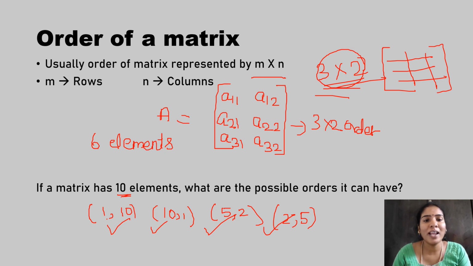For the 10 elements, I am saying it is 1 comma 10, 10 comma 1, 5 comma 2, 2 comma 5. It means 1 row 10 columns, 10 rows 1 column, 5 rows 2 columns, 2 rows 5 columns. In any of these orders we can arrange the 10 elements in a matrix.